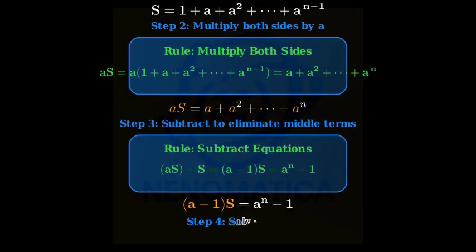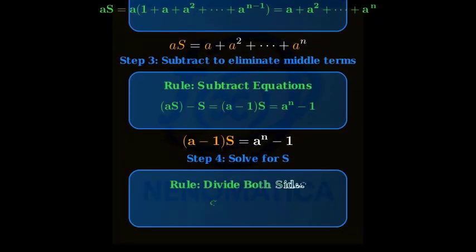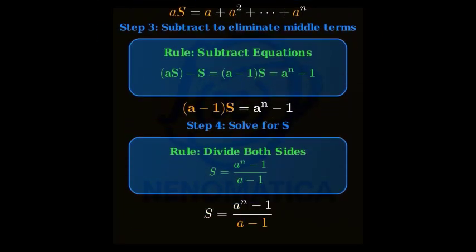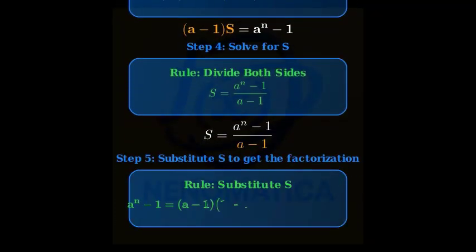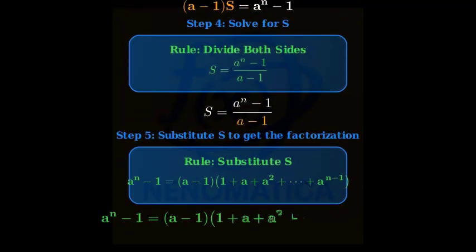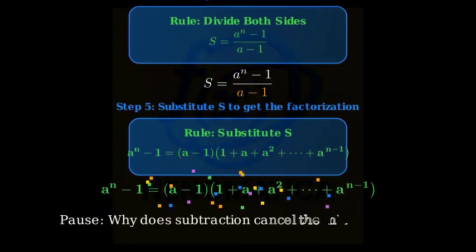Step 4. Now solve for s by dividing both sides by a minus 1, assuming it is not equal to 0. Step 5. Substitute our definition of s, which is 1 plus a plus a squared up to a to the n minus 1, and multiply by a minus 1. We obtain the desired factorization. Great job completing the proof. Take a moment to reflect. Could you have predicted the subtraction step that cancels the middle terms?